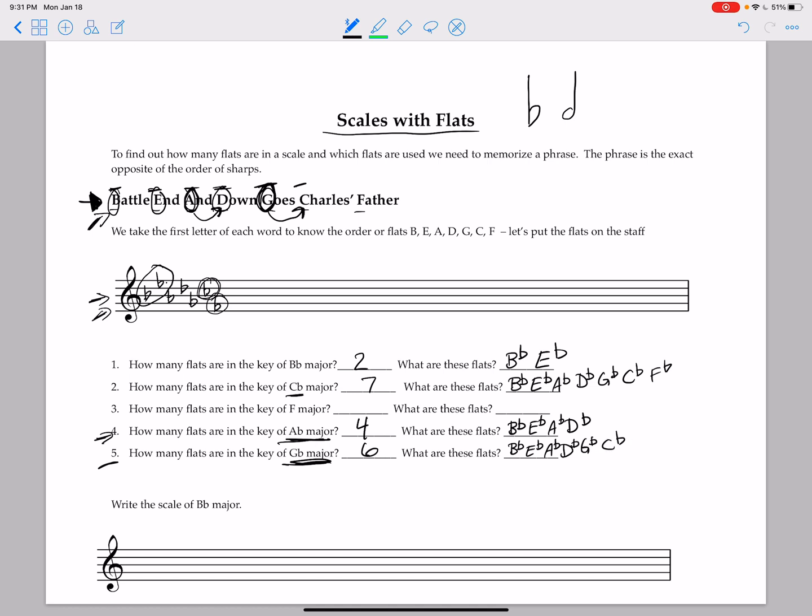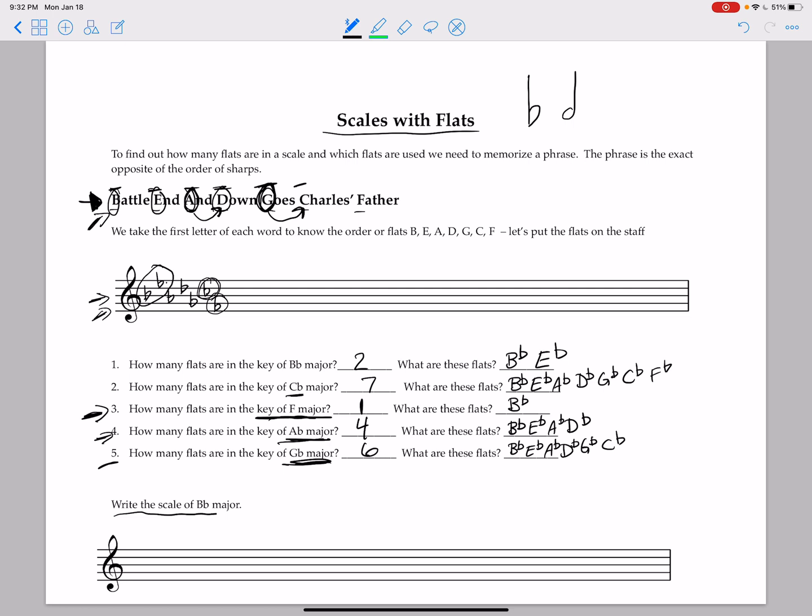Okay, now let's go back up and do this question 3 right here. For question 3, it's best just to memorize it, really. We could figure out some other ways, but it's just as easy to memorize it. F major has one flat, and it's a B flat. It's just one of those things that if you memorize, you just know it. Okay, let's write our scale now.